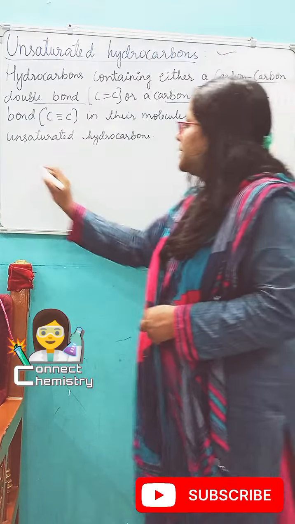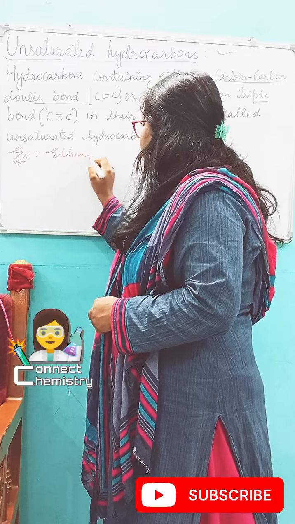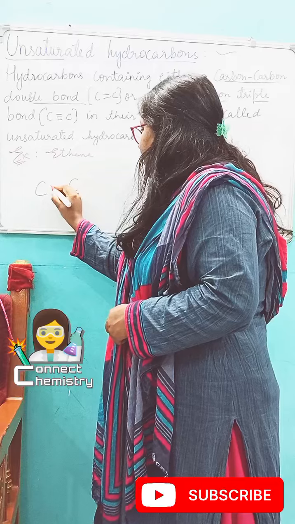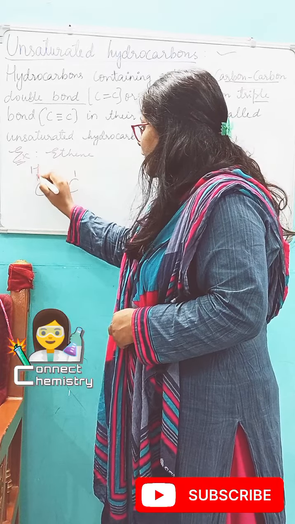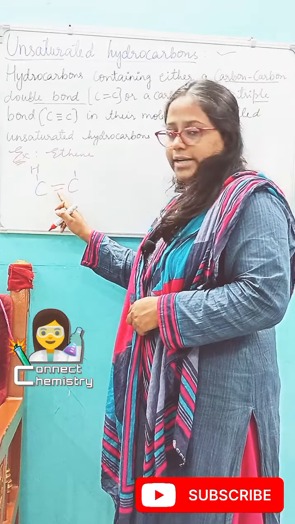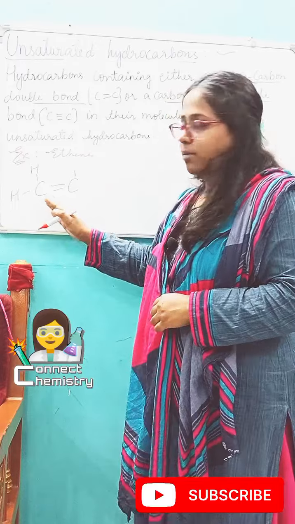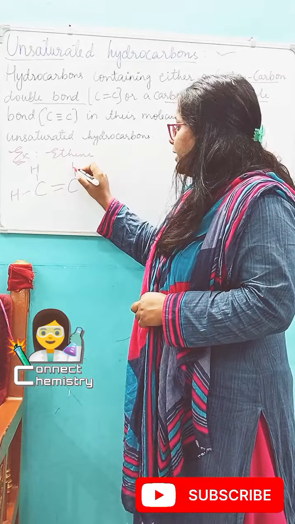Taking ethene as an example, ethene has two carbons with a double bond, and we have to fill in the hydrogens according to the carbon valency. This carbon already has two bonds, 1, 2, 3, and I have to accommodate two more bonds so that the carbon has a valency of 4, and here it is the same.